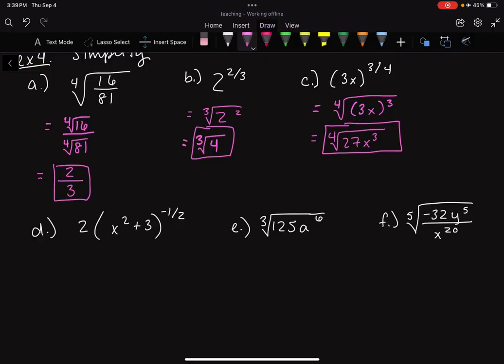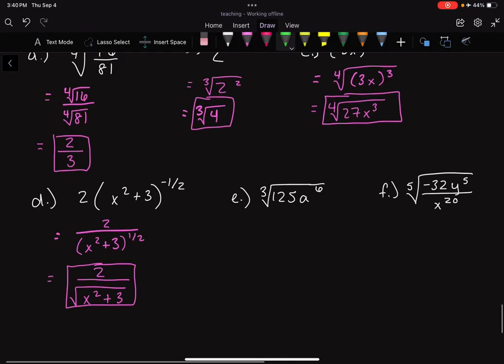Try these out. I'm going to go ahead and get started. So this 2 outside of here is not being affected by this up here at all. So that means it's just going to hang out with us the whole time. So this is 2 over x squared plus 3 to the 1/2, right? Because the negative just puts it into the denominator. And then we can write it as the square root. And there we go. That's it. This cannot simplify any further.